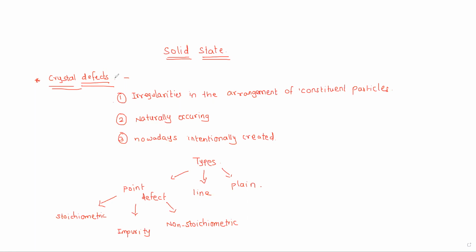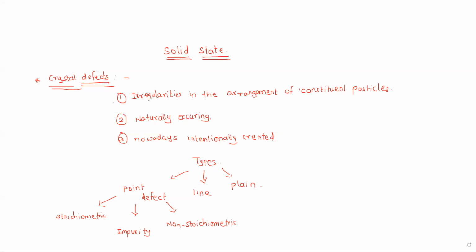Basically, what is a crystal defect or crystal imperfection? That is irregularities in the arrangement of constituent particles. So if a solid crystal has irregularities in the arrangement of its constituent particles, crystal defects are formed. Second point, these are basically naturally occurring. These crystal defects occur naturally during the process of crystallization. But nowadays, these crystal defects are intentionally created. Why? Due to their very important and desired properties.